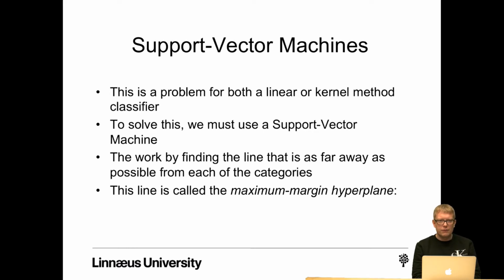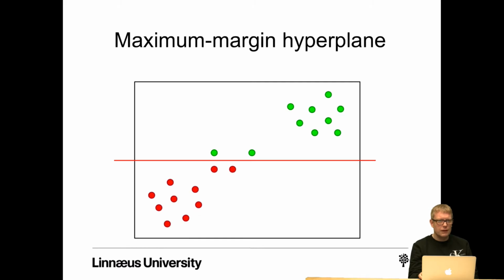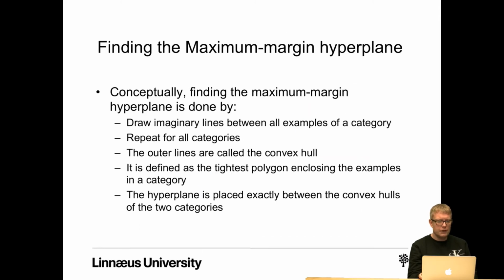And this works by finding the line that is as far away as possible from each of the categories, and this line is called the maximum margin hyperplane. And that is placed approximately as shown in the figure here. That's the maximum margin hyperplane. And conceptually, we find the maximum margin hyperplane by drawing imaginary lines between all examples of a category, and we repeat for all categories, and the outer lines are called the convex hulls, and they are defined as the tightest polygon enclosing the examples in a category.